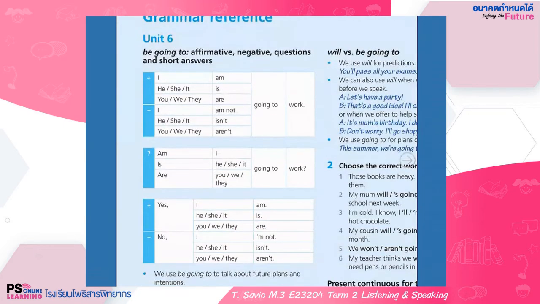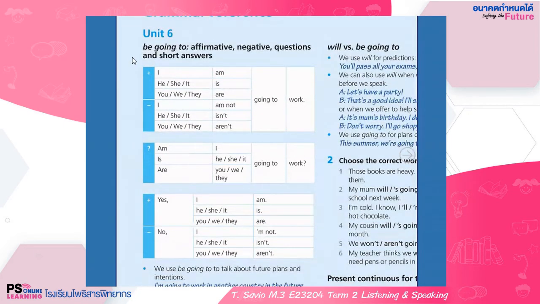This is the grammar reference. Be going to: affirmative, negative, questions, and short answers. In the affirmative form, I am going to work. He is going to work. She is going to work. It is going to work. You are going to work. We are going to work. And they are going to work.